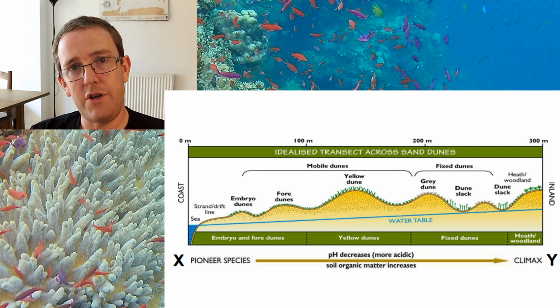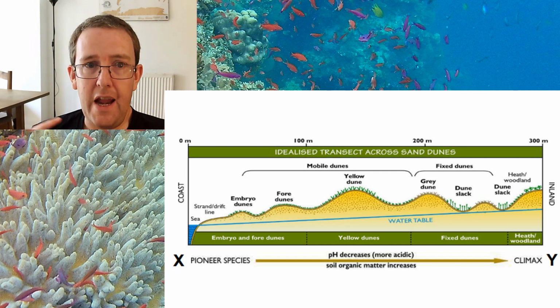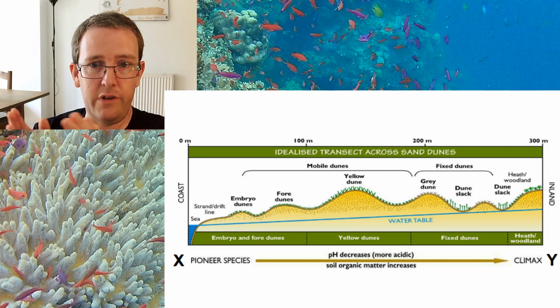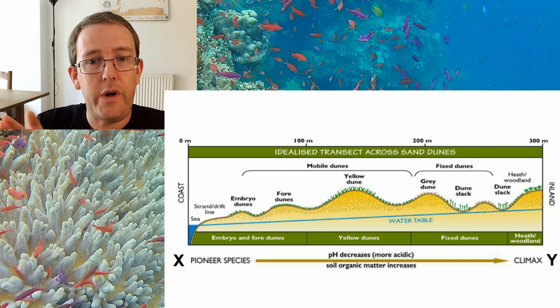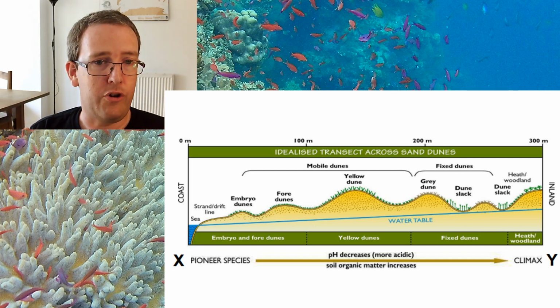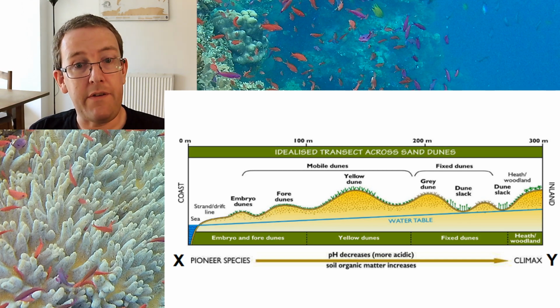And the reason sand dunes are so good is because you can actually look at what would happen in sort of an 800-year succession, right? We don't have to wait for the land to change. We can actually see each stage in the succession just by moving back along a transect. Okay, so in theory, that embryo dune there, if you leave it long enough, will become a foredune, will become a yellow dune, will become a grey dune, a dune slack, and then a forest.